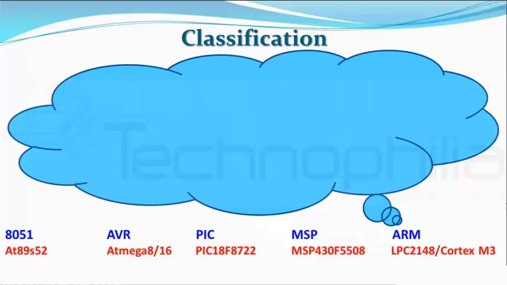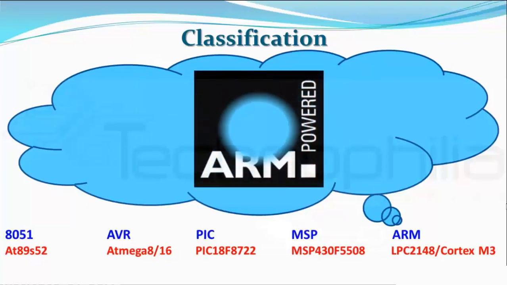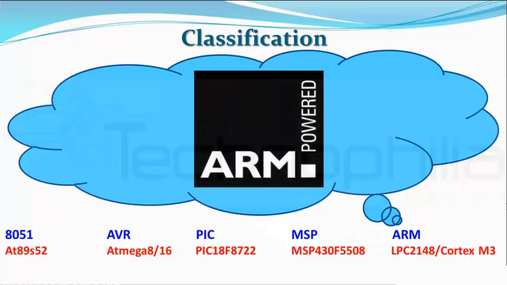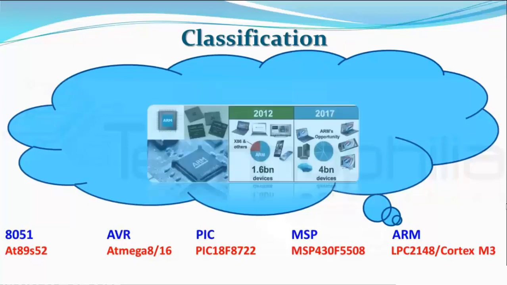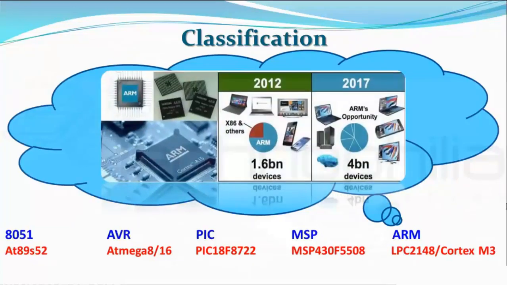Then the ARM series. ARM stands for Advanced RISC Machine. It describes a family of 32-bit and 64-bit computer processors designed in accordance with RISC CPU design, developed by the British company ARM Holdings. ARM architecture has been in development since the 1980s, and is the most widely used 32-bit instruction set architecture.